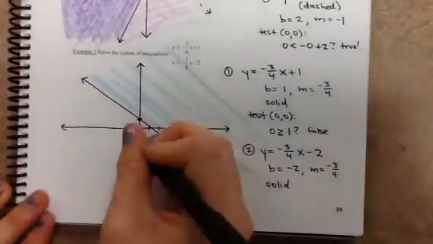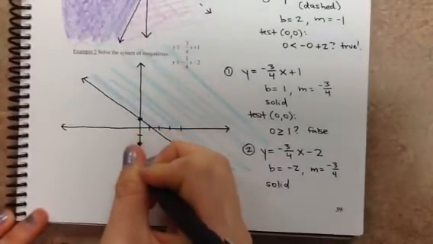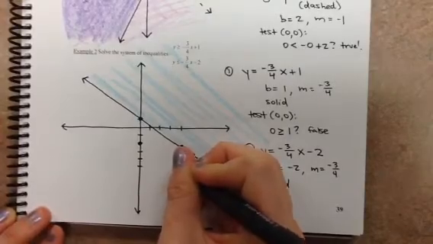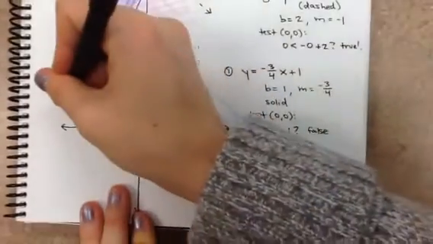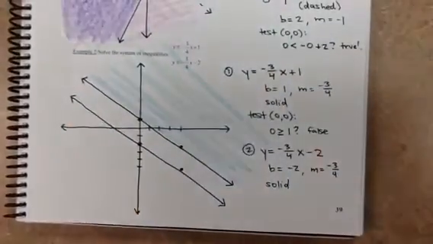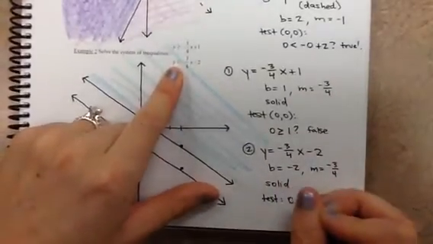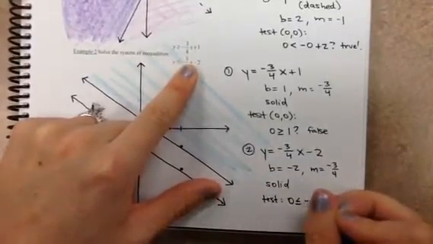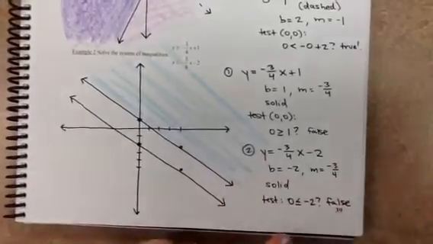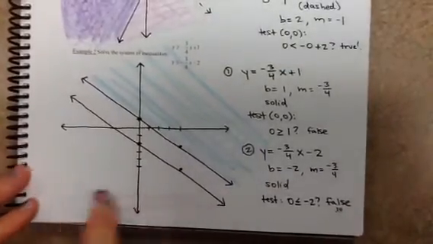My y-intercept is -2, so I start there. And then for my slope, I rise down 3 units and then run 4. So I'm going to have another point right here. It's a solid line, so I'm just going to connect those dots. Oops, missed that one, sorry. Okay, and then test the origin. Is 0 less than or equal to 0 minus 2? Is 0 less than -2? No, that is false, which means, again, I shade away from the origin. The origin's up here, so I shade on the opposite side. I'm going to shade down here.